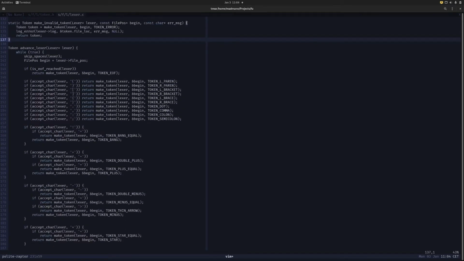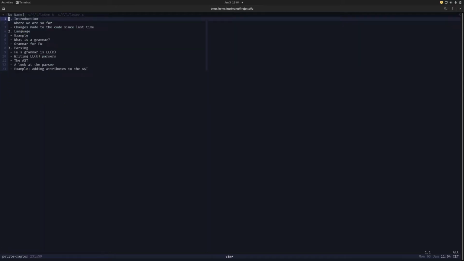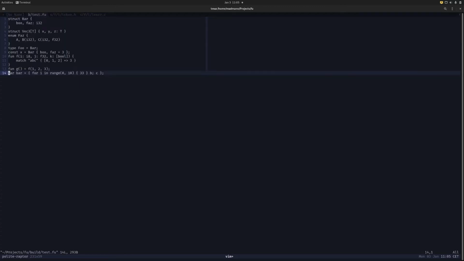Nothing really groundbreaking. But before we talk about the parser itself, I thought it made a little bit of sense to talk about the grammar and the language and what we actually want to parse here. As an example, I've written a small test file here, which represents the kind of language we want to have. I want to have the concept of a structure, a little bit like C, but closer in terms of syntax to what Rust does.